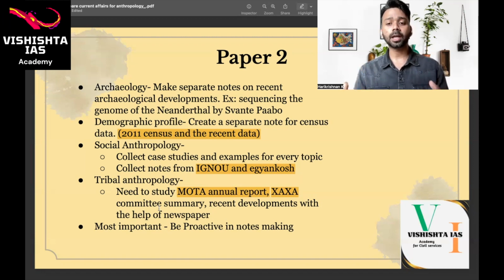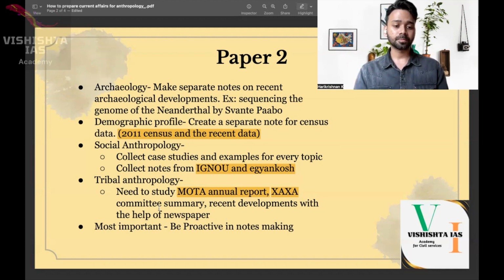If you have very good time to make notes, what I would advise is to make use of Down to Earth magazine. Down to Earth magazine has a lot of material related to tribals. Tribal related news, tribal related materials and articles come up a lot in Down to Earth magazine. That can be used in your answer.